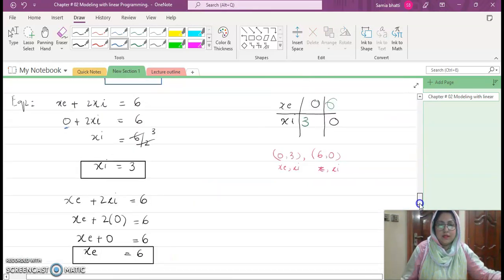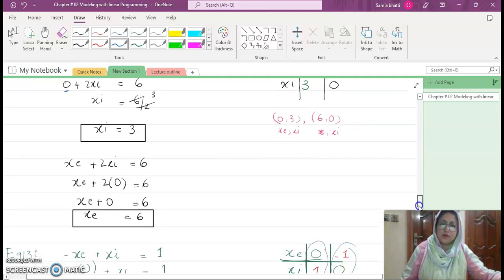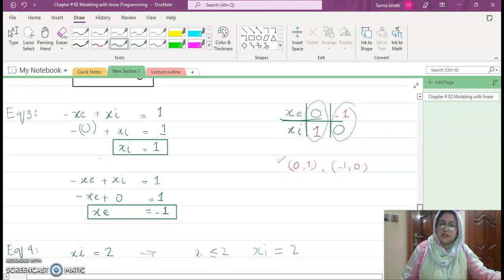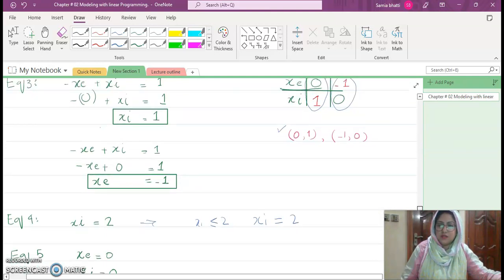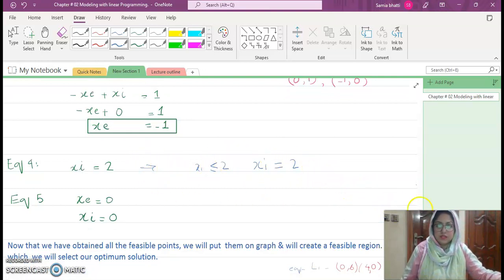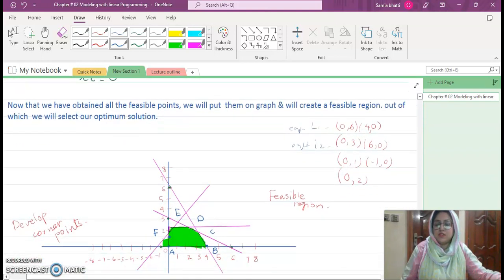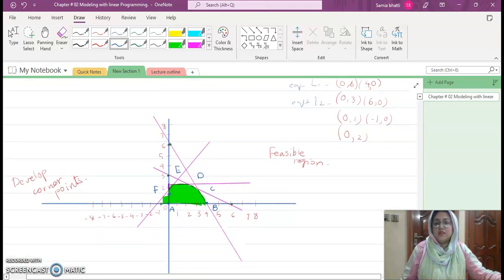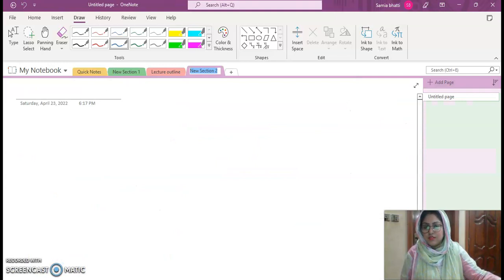So similarly, we have done the rest of the equations, assuming first variable 0 and then second variable 0. So we have obtained the two values from each of the equations. In equation number 4, we have got x is equal to 2, because when we put the equal sign it becomes equal. Now the last step is to put all the points on the graph. Let's learn how to make a graph on a separate paper.